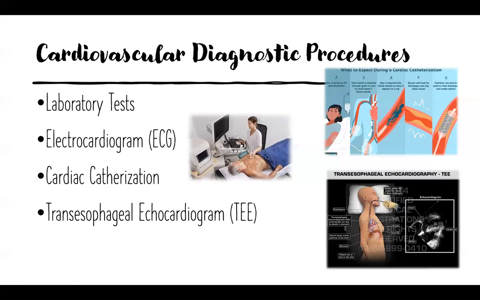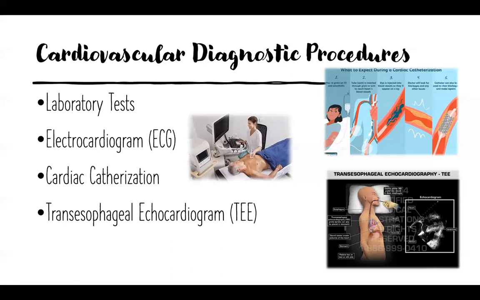Normal level is less than 0.2 nanograms per deciliter for troponin. And again, that is the gold standard. Okay, whenever something is the gold standard, that means it's the best, okay?